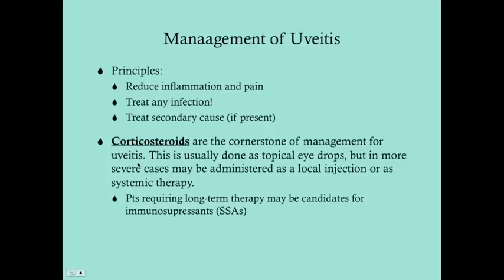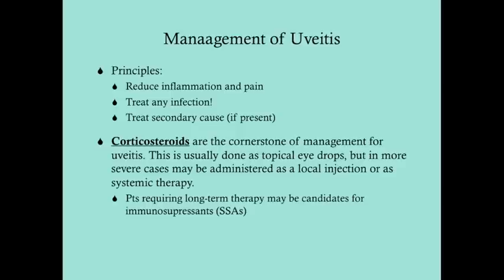All right. So how do we manage uveitis? How do we treat it? This is important. This is going to be primarily done by an ophthalmologist, but you should be aware of how it's treated. So there's 3 things that we do. Reduce inflammation and pain. That's going to reduce your risk of developing complications. Most important, especially when you're talking about anterior uveitis, is glaucoma.